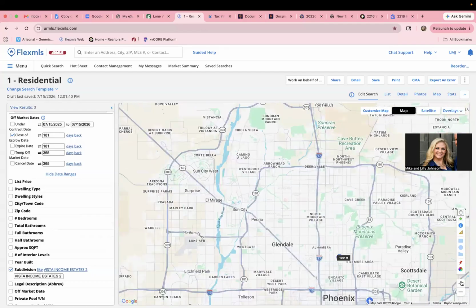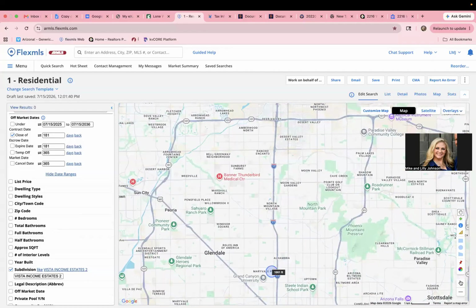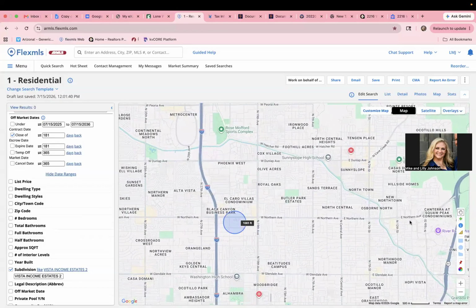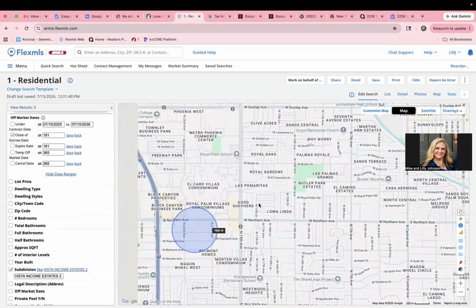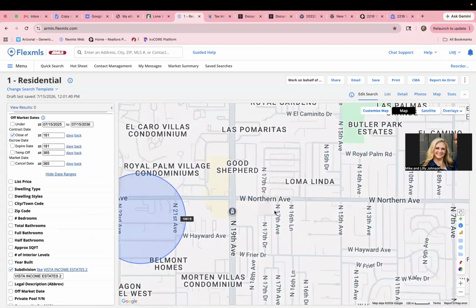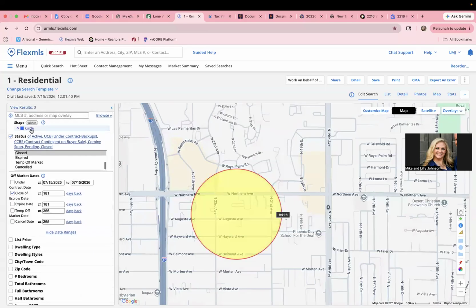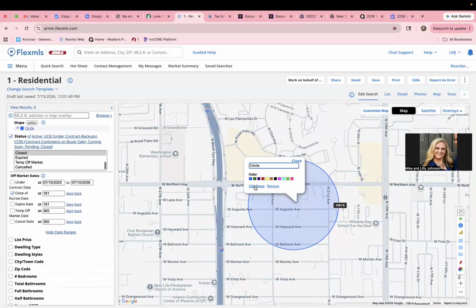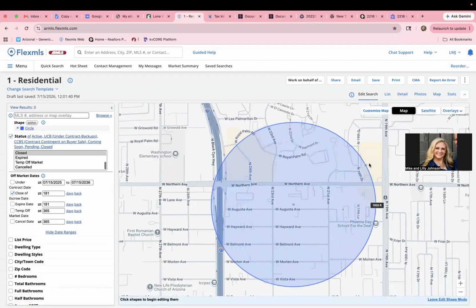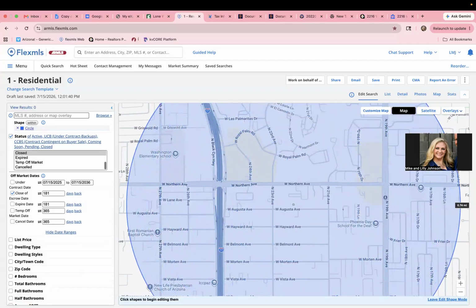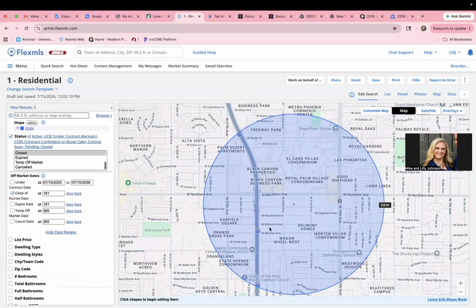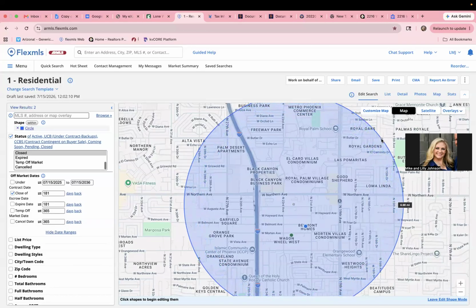Oh, come on. Okay, I've got to click it. I need to edit my circle because I want it bigger. I want it like a mile. You can go up to 3 miles if it's a unique property, but obviously the closer the better. I don't really want to go on the other side of the freeway, because that's a totally different market. But you can go up to 3 miles if you need to.